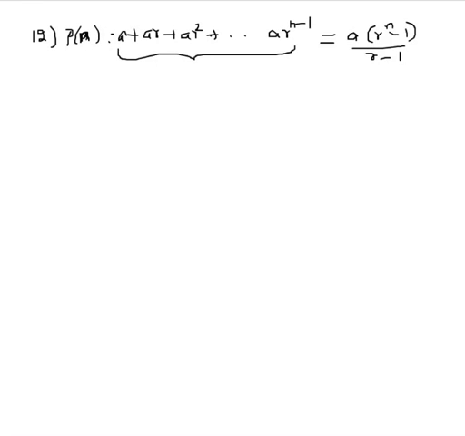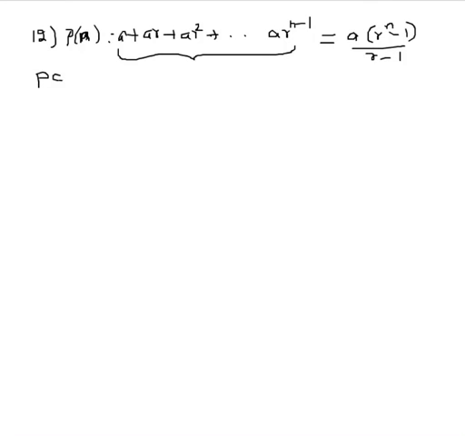This is the P of n statement, which is a plus ar plus ar square, etc., ar power n minus 1, and this is equal to a times r power n minus 1 divided by r minus 1. This is GP, geometric progression.